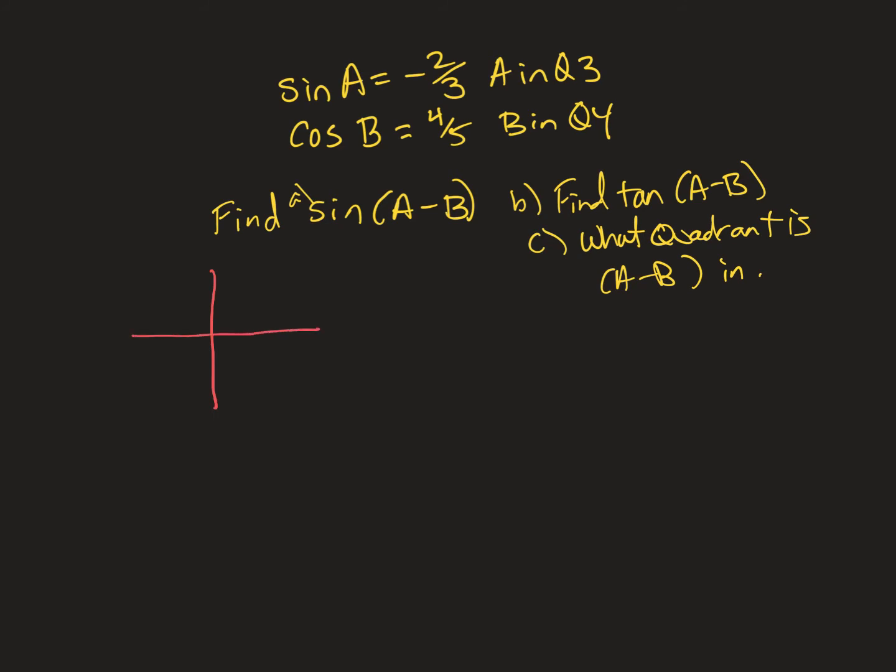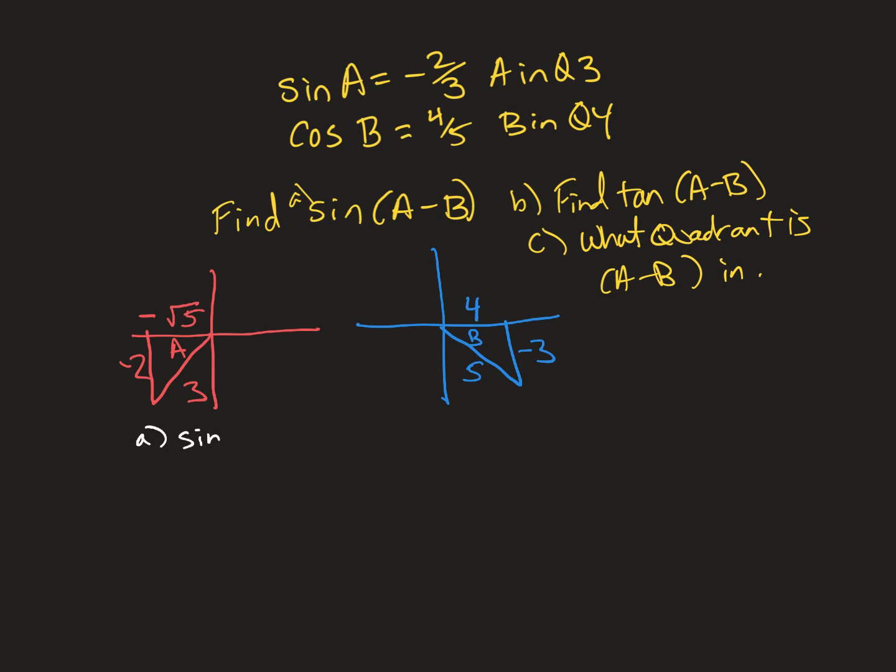Let's draw where A is. So I've got A is in quadrant 3, and I've got the sine is -2/3, which means the x value is going to also be negative since it's in quadrant 3, so -√5, I believe, 9 minus 4, yes. So this is A. And then let's draw B, which is in quadrant 4, and cosine of B is 4/5, so the y value will be -3, just the Pythagorean relationship there. Okay, so let's do part A.